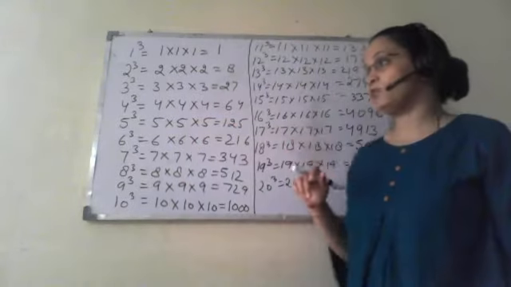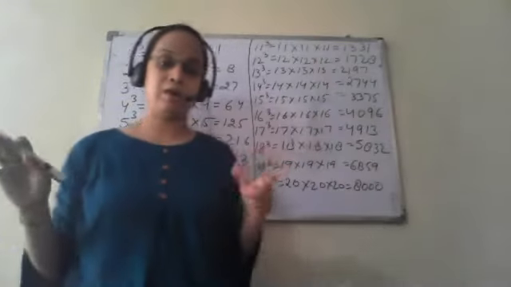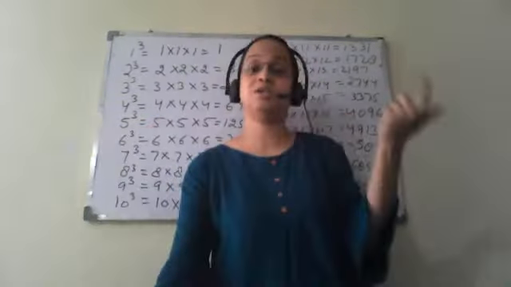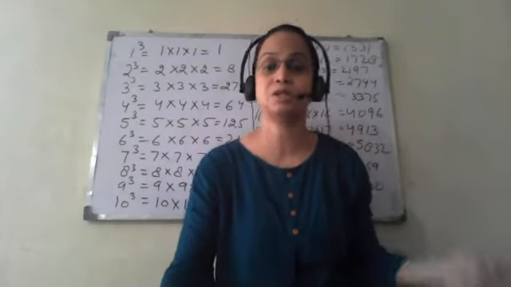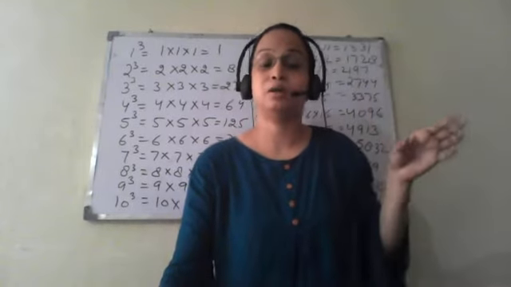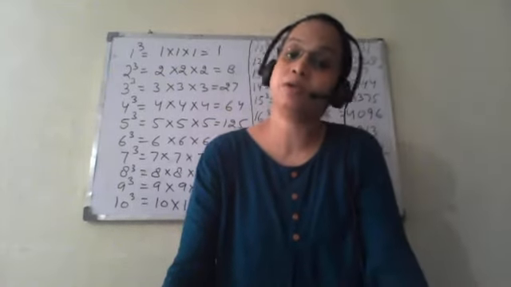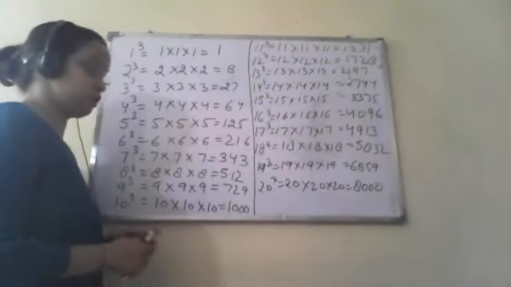So one more thing we can conclude from here is, if we are calculating the cube of a number which ends with an even digit, so it can be 2, it can be 4, it can be 6, it can be 8, it can be 0, then the cube of that particular number will always be an even number. I hope this is clear now.